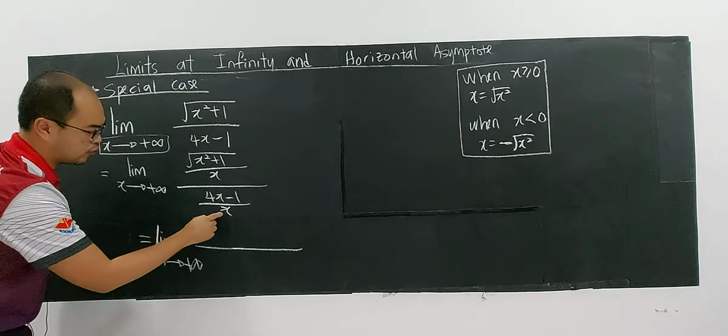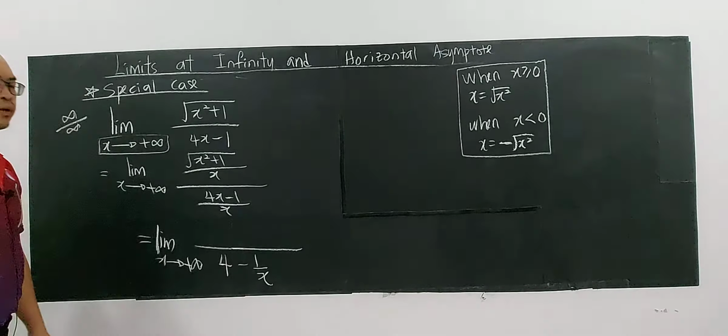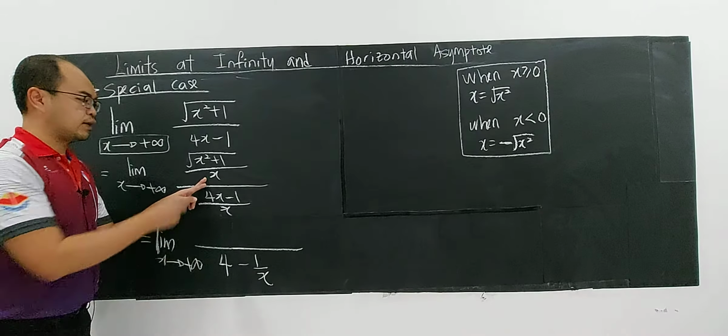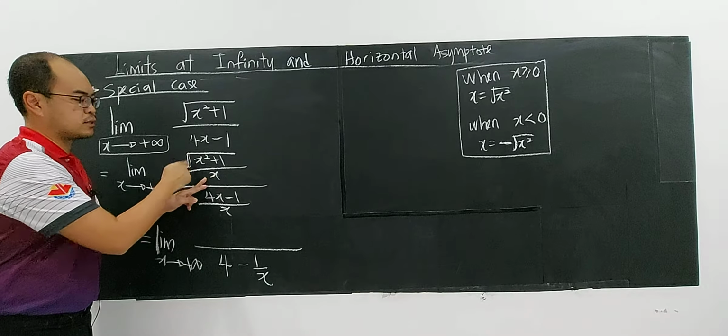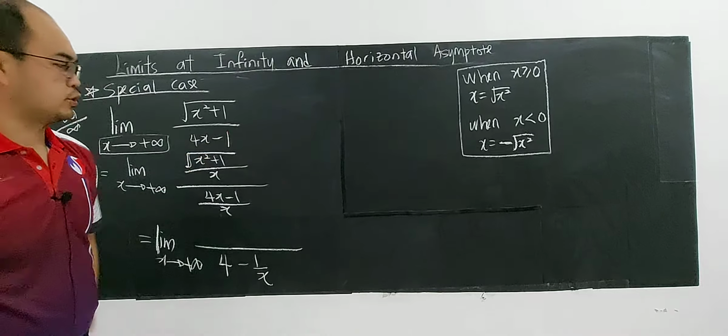So 4x over x, you're getting 4. Right? 4 minus 1 over x. But for this one, you cannot divide because there is a square root. You cannot divide x squared by x because there is a square root. That's why we need this knowledge here.